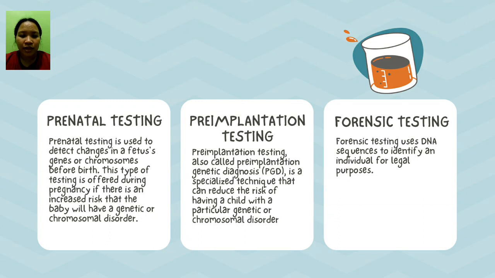The last one is forensic testing. It uses DNA sequences to identify an individual for legal purposes. Unlike the other tests described, forensic testing is not used to detect gene mutations associated with disease. This type of testing can identify crime or catastrophe victims, rule out or implicate a crime suspect, or establish biological relationships between people, for example, paternity.